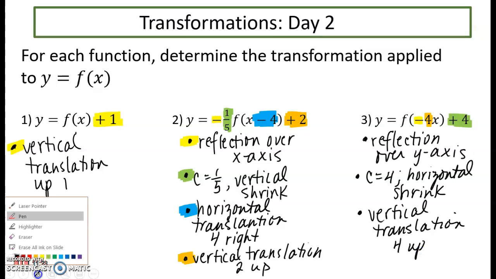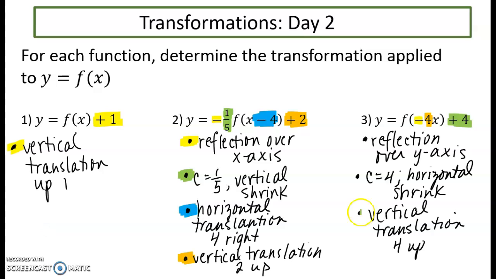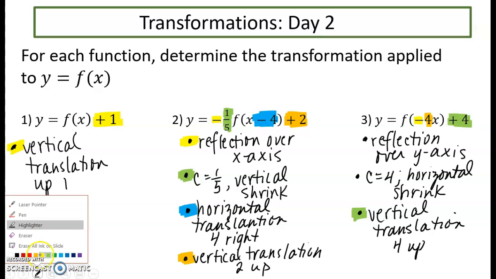Okay, so again, every single piece that is in addition to just the y equals f of x tells us that some type of transformation is happening to the graph.